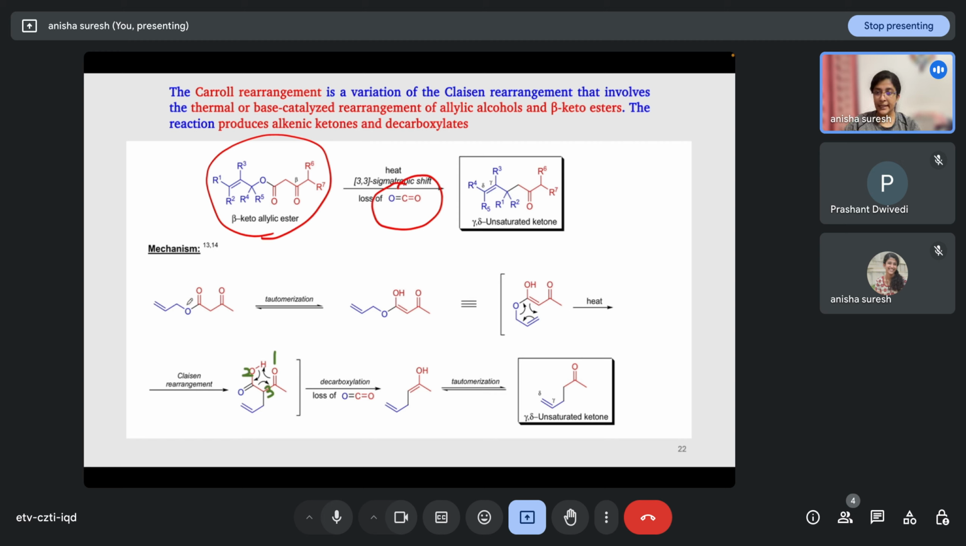So the mechanism will be like this. This is our starting material. It can undergo tautomerization, resulting in the formation of this conformer, which can undergo a 3,3 sigmatropic rearrangement, as we can see here, resulting in the formation of this compound. Then it will undergo a decarboxylation reaction, resulting in the final product like this. First this enol will be forming, it can tautomerize to the ketone. Clear?